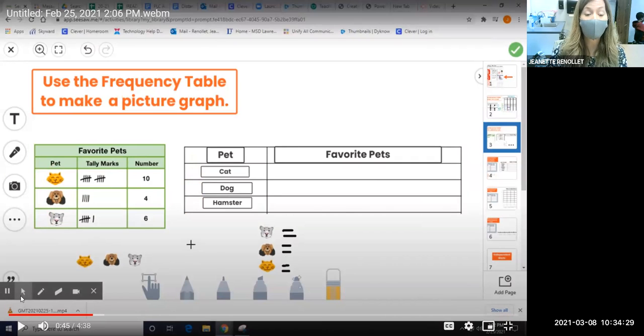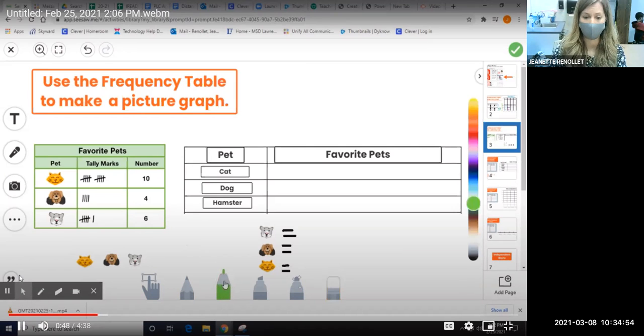Today, when you make your graph for your test, you will check: do you have a title? Did you match the same categories that are on your frequency table? Do they match the ones on your graph, just like this example? You are watching and listening to see what you're going to do today on your test.